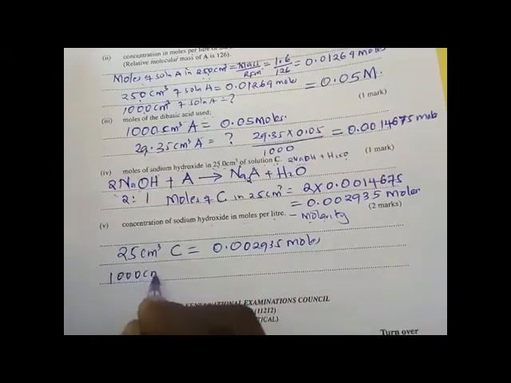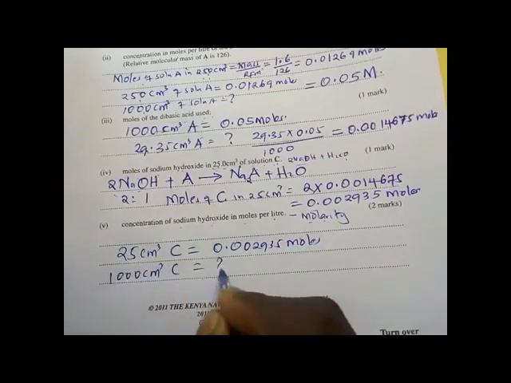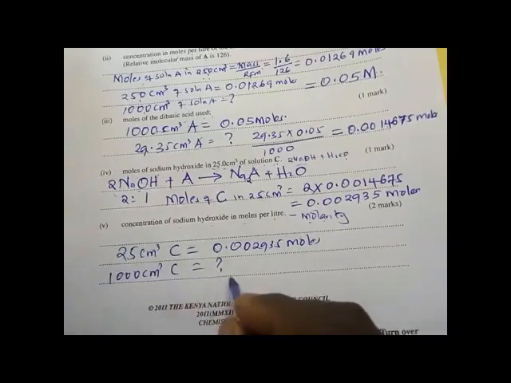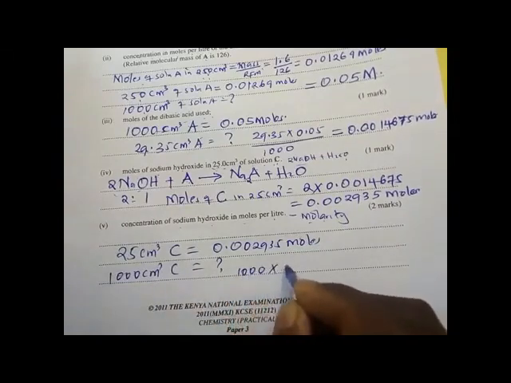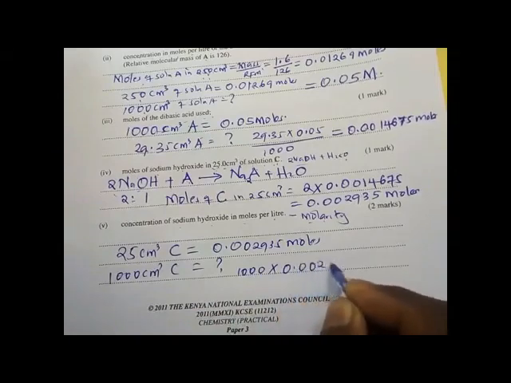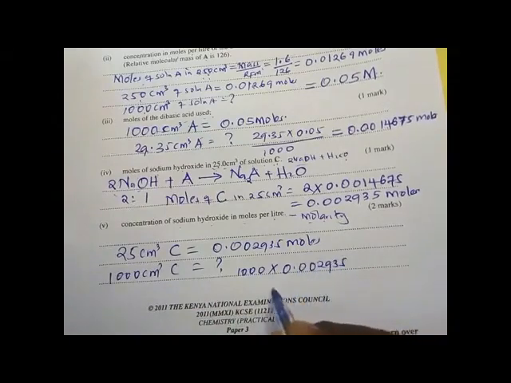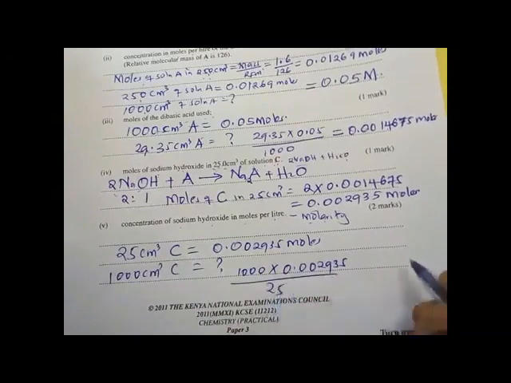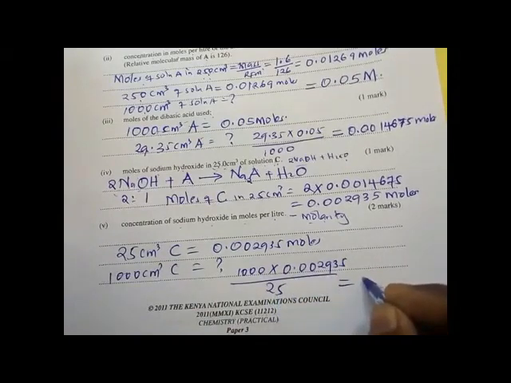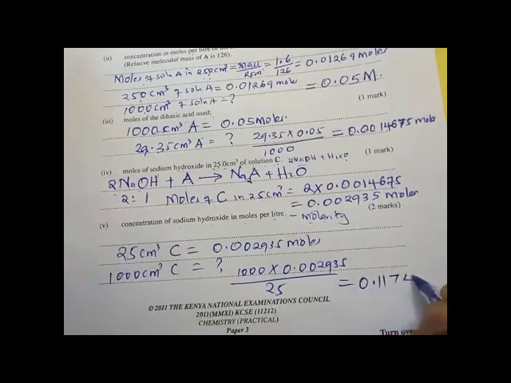1000 centimeters cube of solution C will contain what? So it is 1000 times 0.002935 divided by 25, and this one is going to give you 0.1174 capital M.